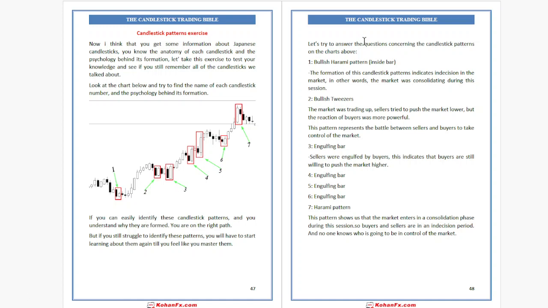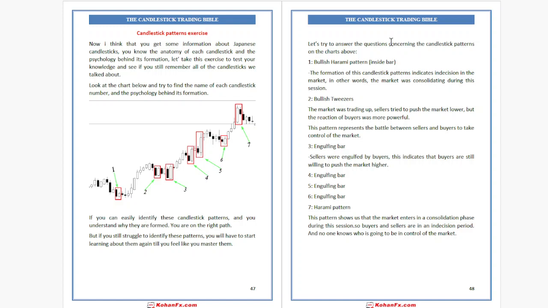So let's try to answer the question concerning the candlestick patterns on the chart above. 1. Bullish harami pattern. The formation of this candlestick pattern indicates indecision in the market. In other words, the market was consolidating during this session.